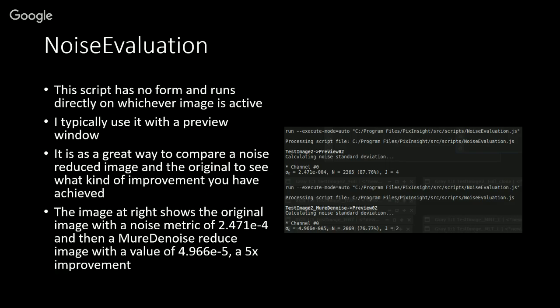The noise evaluation script is also very straightforward. It has no form or anything that pops up. It basically runs on whatever your active image is, whether that's a preview or full image, it doesn't really matter. Whatever is active and highlighted, that's what it'll run on. So here you can see I did 2 noise evaluations, one on an image without noise reduction and one with, using the mirror denoise script. And you can see using that script there was a 5x improvement in the background.